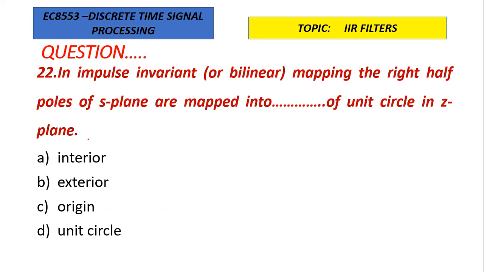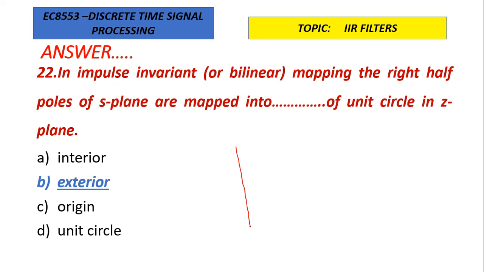And next, in impulse invariant mapping, the right half poles of S plane are mapped into dash of unit circle. In the previous question we discussed that left half poles in the S plane should be mapped inside the interior of the unit circle in Z plane. Now what happens if the poles are in the right half? If it is in the right half, we should map into the exterior of the unit circle. By doing so only we can maintain stability. If the poles are in the right half, we should not map them to the interior of the circle. It should be mapped only to the exterior of the unit circle.